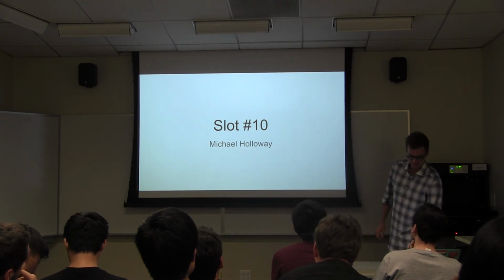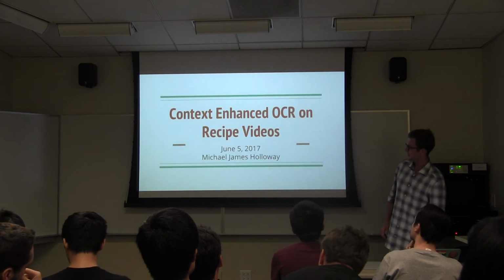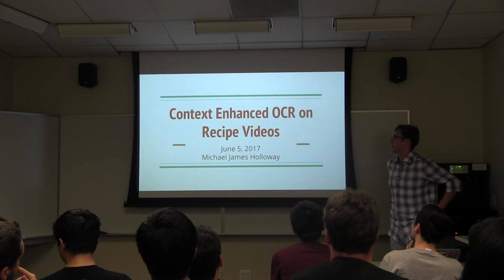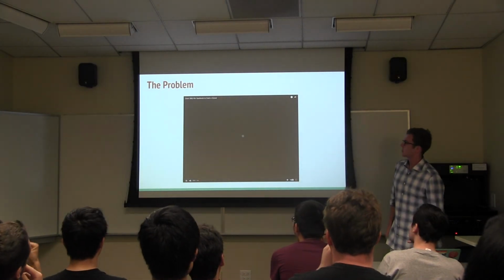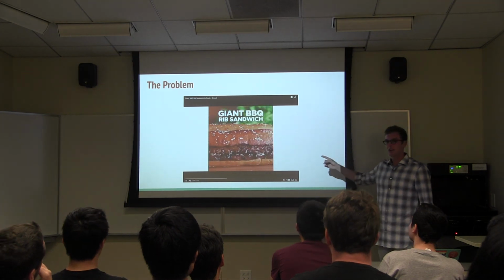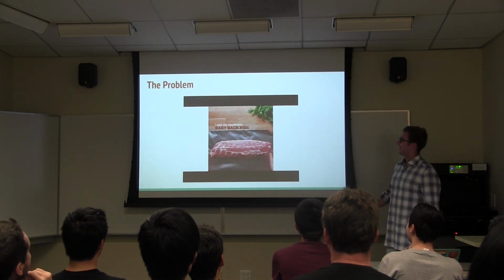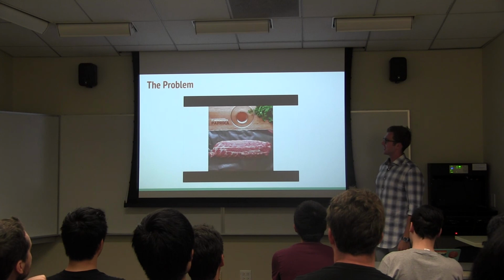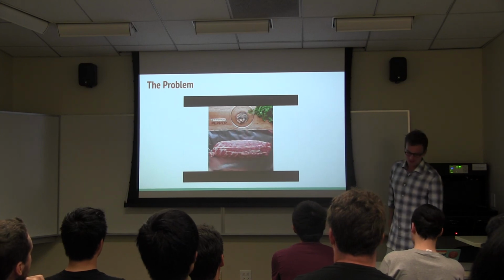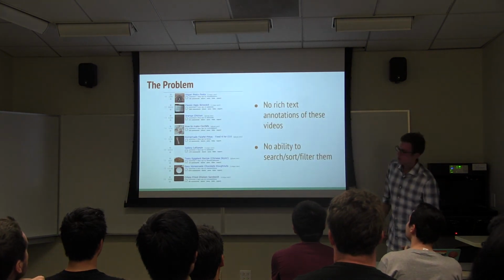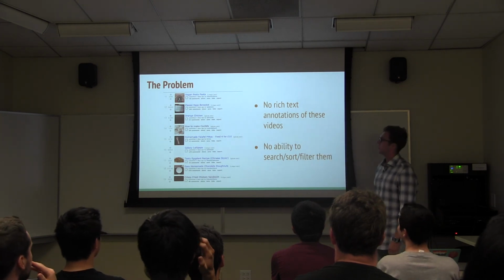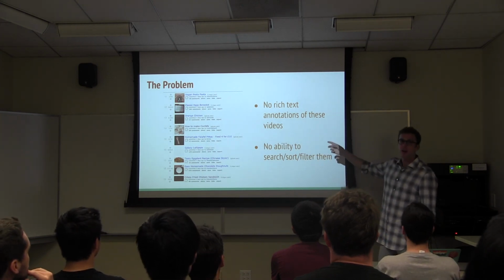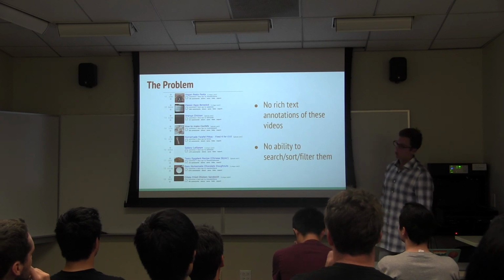I'm Michael, and I'm going to be talking about a context-enhanced OCR system on recipe videos. I'm sure some of you have seen these videos that quickly iterate through all these recipes and the steps involved. But one of the problems is that usually they're only accompanied by a single title, so it's impossible to search through which ingredients you might have and get a good filtering on what you could actually make.